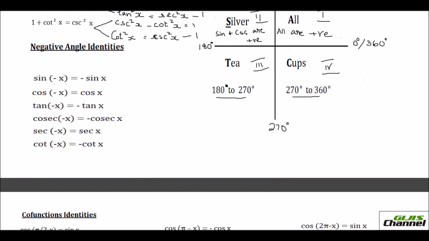In the third quadrant, it is T. T stands for tan and cot, okay? So tan and cot are positive. And finally, in the fourth quadrant, it is from 270 to 360, right? So in the fourth quadrant, it is C, where you have cos and secant positive. Cos and secant positive, and the rest are negative.